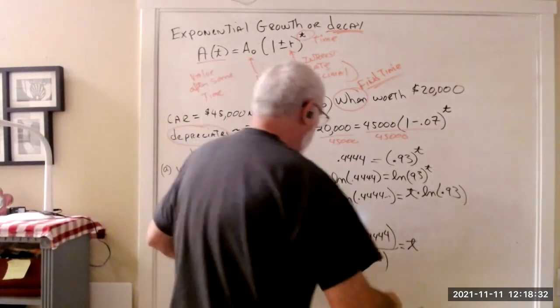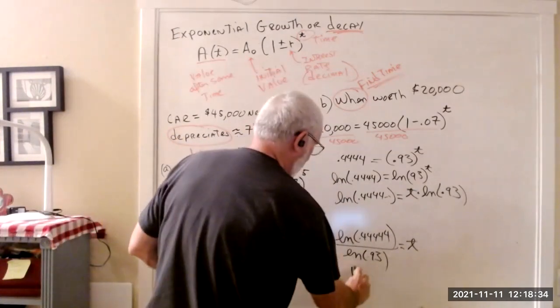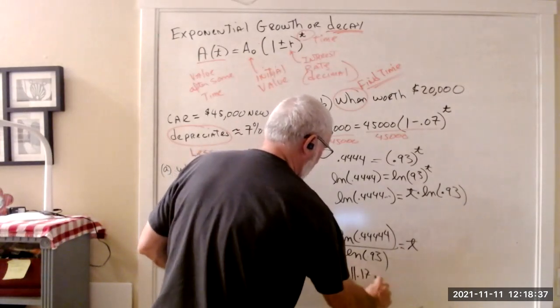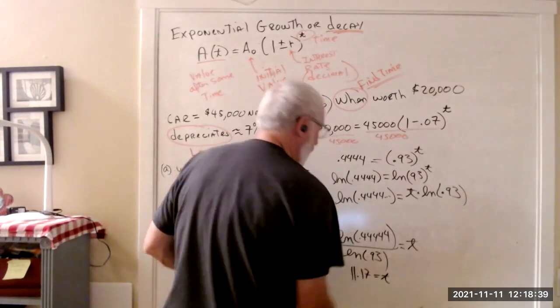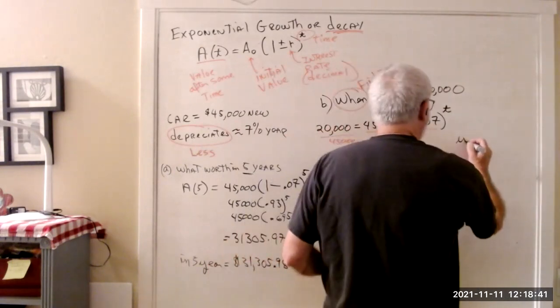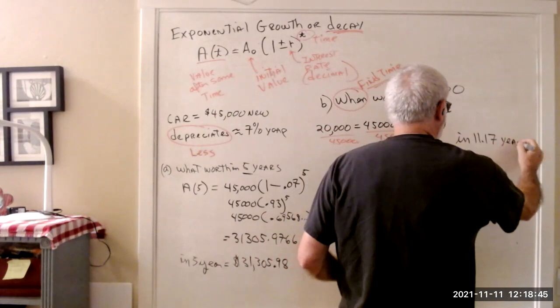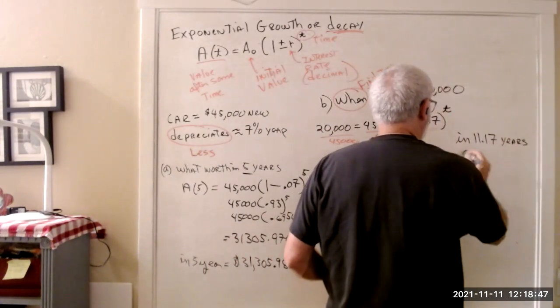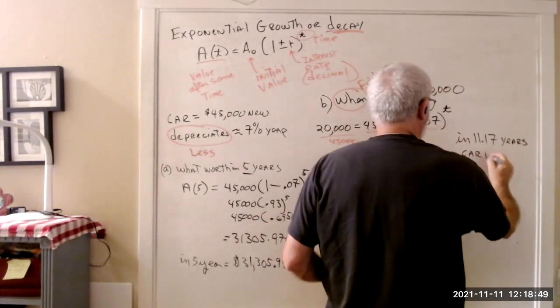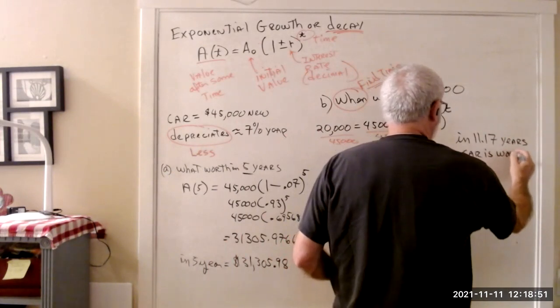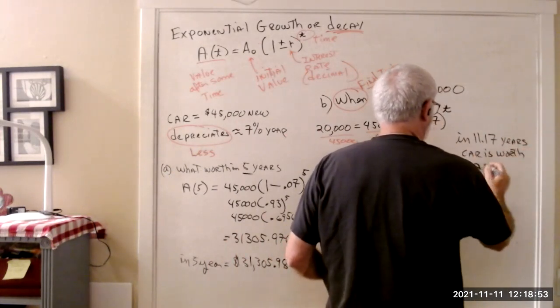So when I do this, I get about 11.17 equals t. So in 11.17 years, the car is worth $20,000.